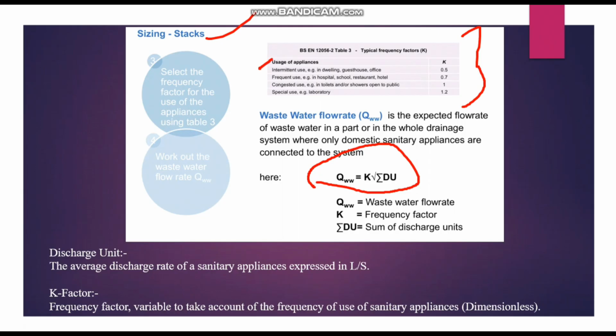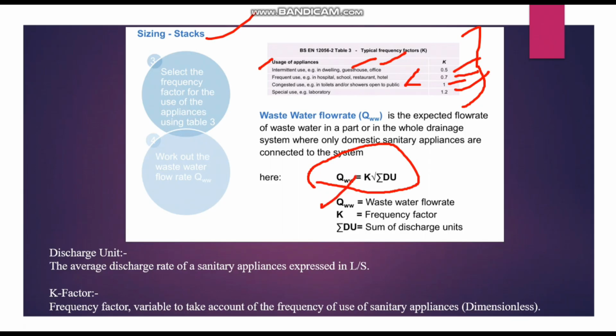If you have intermittent usage, like an office building or guest house, you can go with a very low frequency factor of 0.5. For a hospital, school or restaurant, you need to use 0.7. For a toilet or shower open to the public, you have to go with 1. For a laboratory, you have to go with 1.2. That is a special case. For theaters and stadiums, which are congested, you will use the open-to-public value of 1.